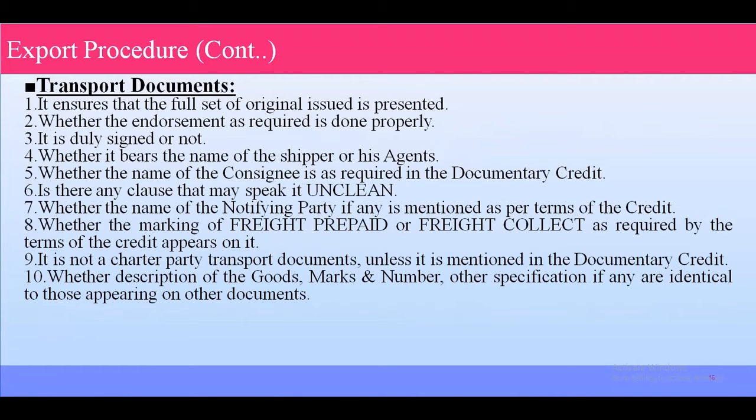Transport documents. 1. Ensure that the full set of originals issued is presented. 2. Whether the endorsement as required is done properly. 3. It is duly signed or not. 4. Whether it bears the name of the shipper or his agents. 5. Whether the name of the consignee is as required in the documentary credit. 6. Is there any clause that may make it unclean? 7. Whether the name of the notifying party, if any, is mentioned as per terms of the credit. 8. Whether the marking of freight prepaid or freight collect, as required by the terms of the credit, appears on it. 9. It is not a charter party transport document, unless it is mentioned in the documentary credit. 10. Whether the description of goods, marks and numbers, and other specifications if any, are identical to those appearing on other documents.